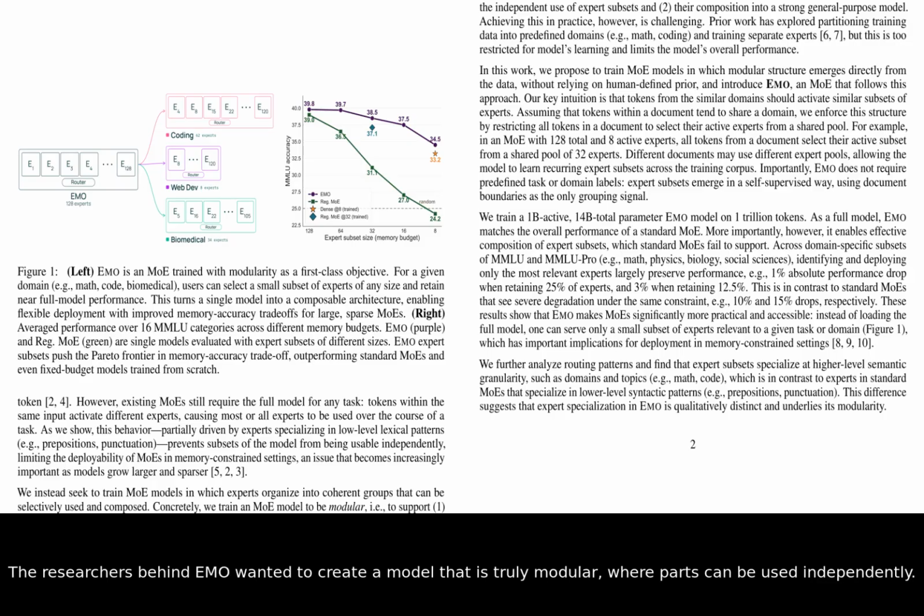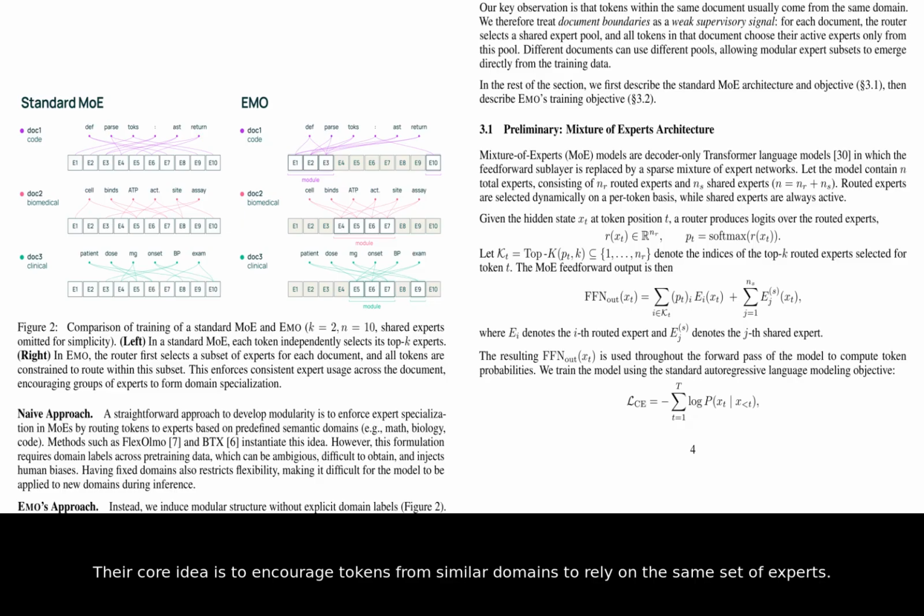The researchers behind EMO wanted to create a model that is truly modular, where parts can be used independently. Their core idea is to encourage tokens from similar domains to rely on the same set of experts. By looking at Figure 2, you can see how they use document boundaries as a weak signal for training. Since tokens in the same document usually share a topic, EMO restricts them to a shared pool of experts. This simple constraint forces the model to organize its experts into specialized groups without any human labeling.